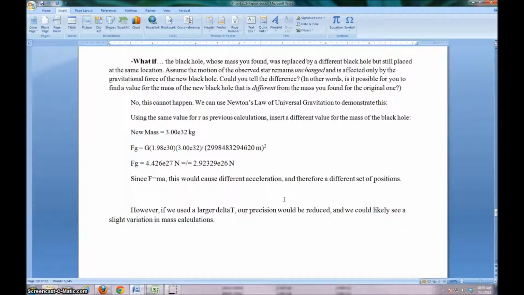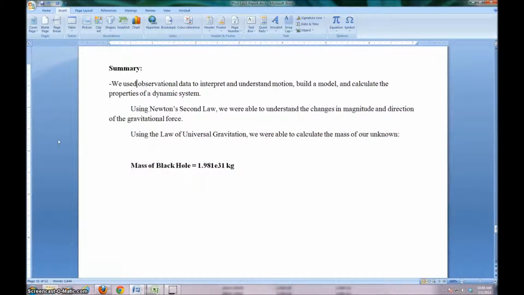However, if we use a larger delta t, our precision would be reduced and we would likely see a slight variation in mass calculations. We used observational data to interpret and understand motion, build a model, and calculate the properties of a dynamic system. Using Newton's second law, we were able to understand the changes in magnitude and direction of the gravitational force. Using the law of universal gravitation, we were able to calculate the mass of our unknown, and our black hole mass is 1.981 times 10 to the 31st kilograms.